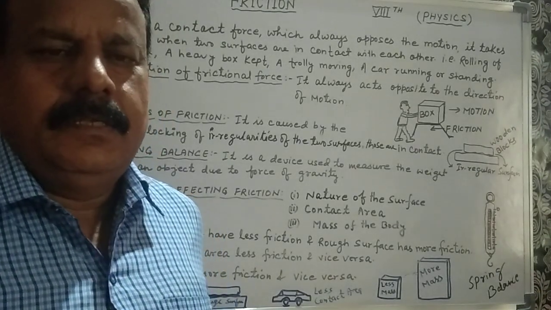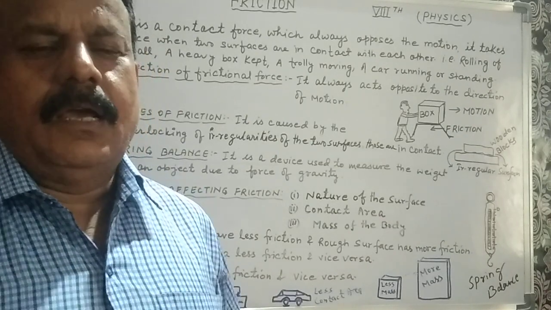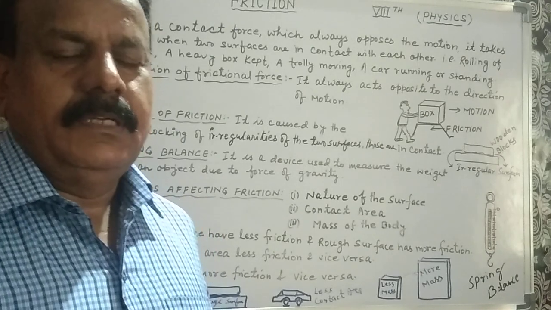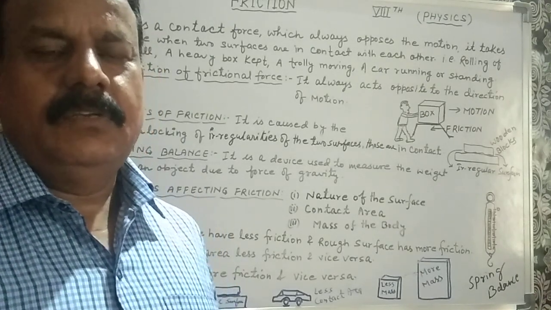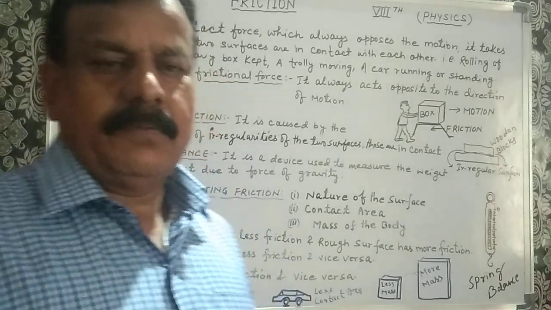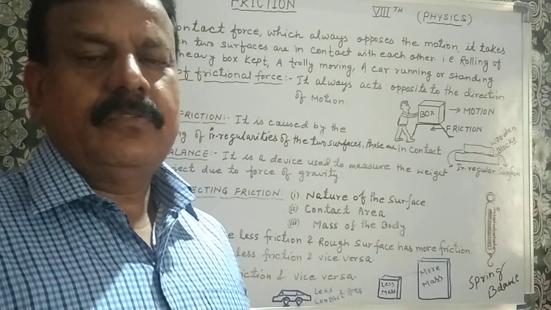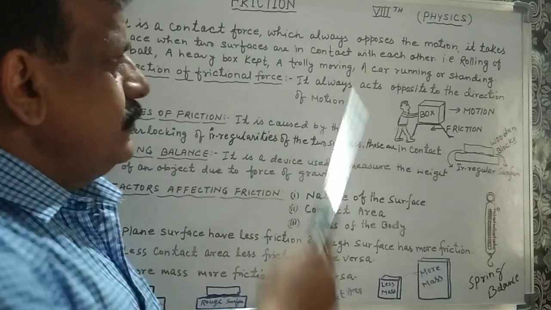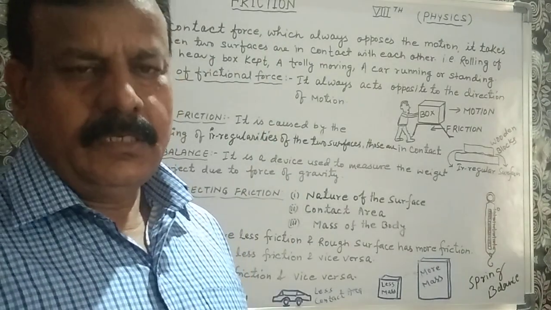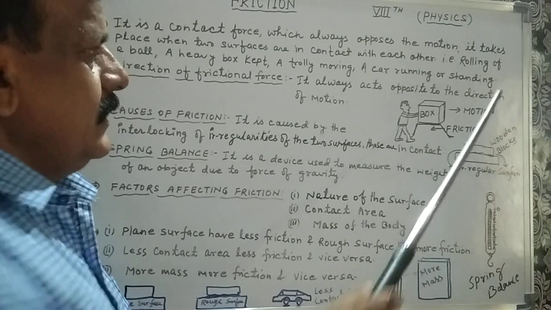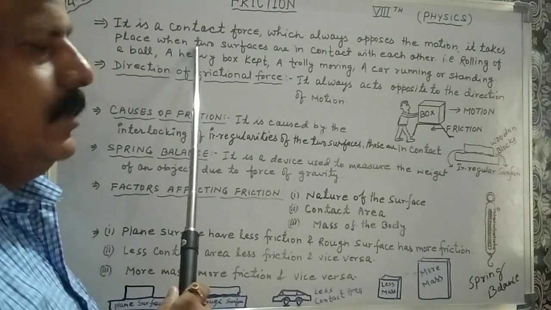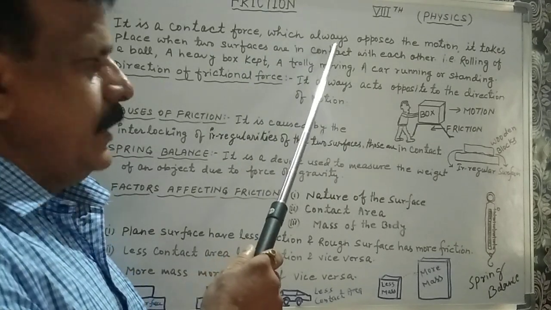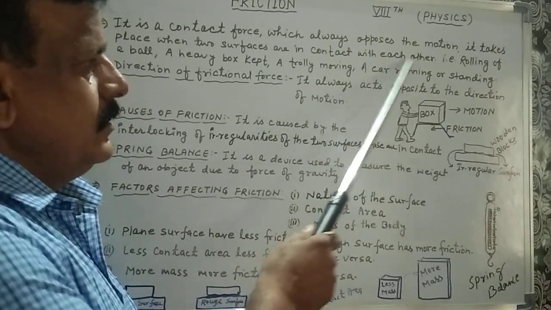Hello students. Today we will discuss our new chapter, that is friction. About friction we have already discussed in our previous chapter. It is a type of contact force which always opposes the motion. It takes place when two surfaces are in contact with each other.